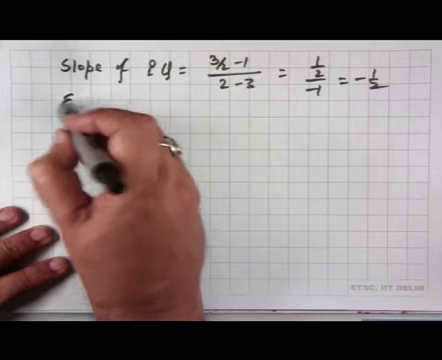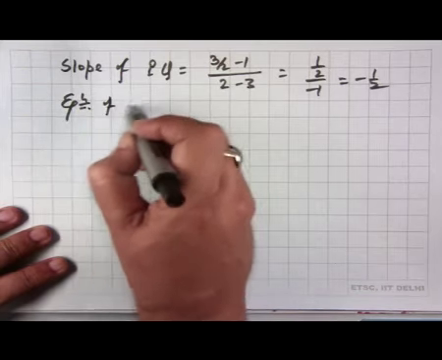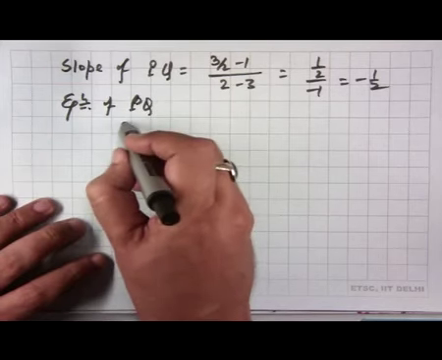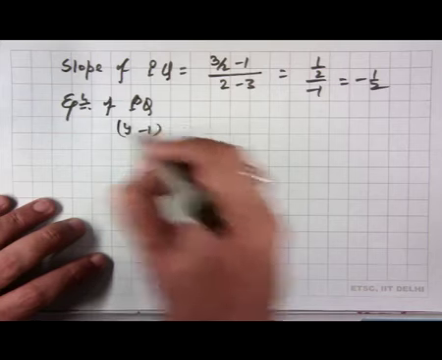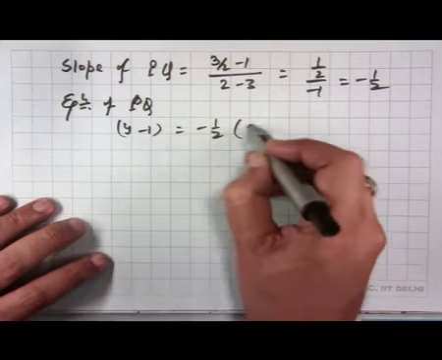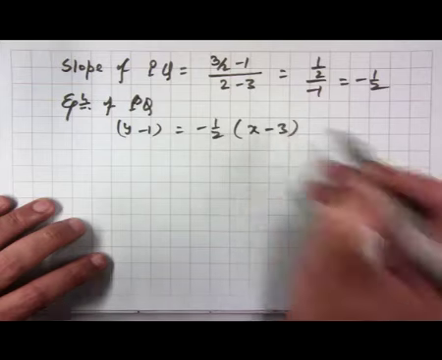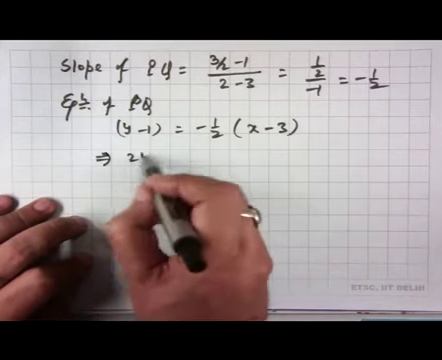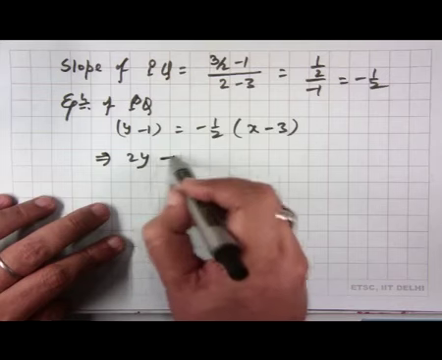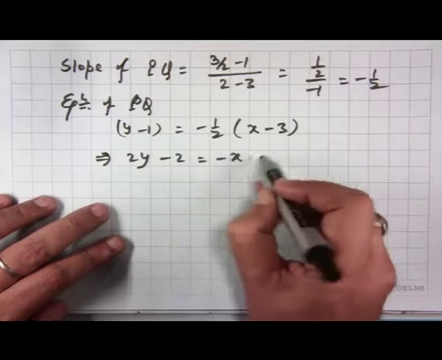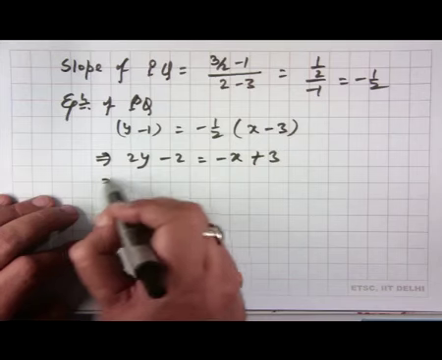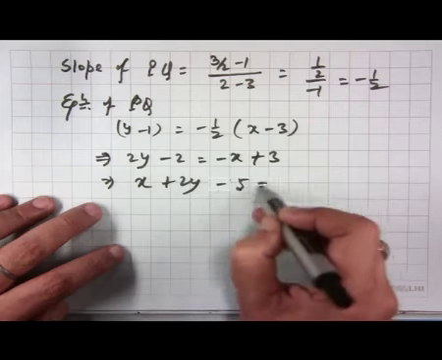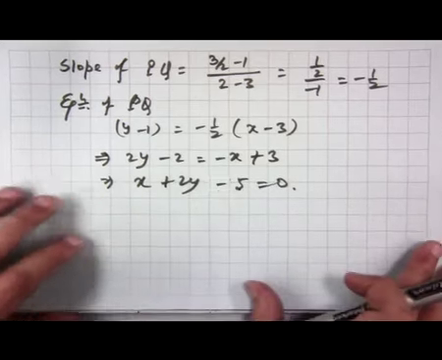So the equation of PQ: y minus 1 = minus 1/2 (x minus 3). This implies 2y minus 2 = minus x + 3. So x + 2y minus 5 = 0.